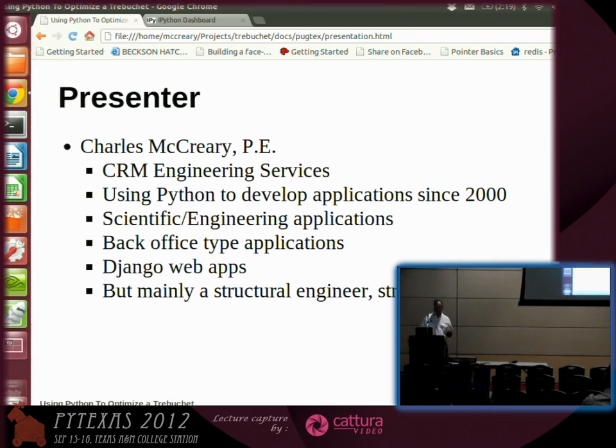And I've been using Python for a number of different things related to my engineering work since I think it's 2.0 something. And we use Python primarily for scientific and engineering type applications, some back office type.